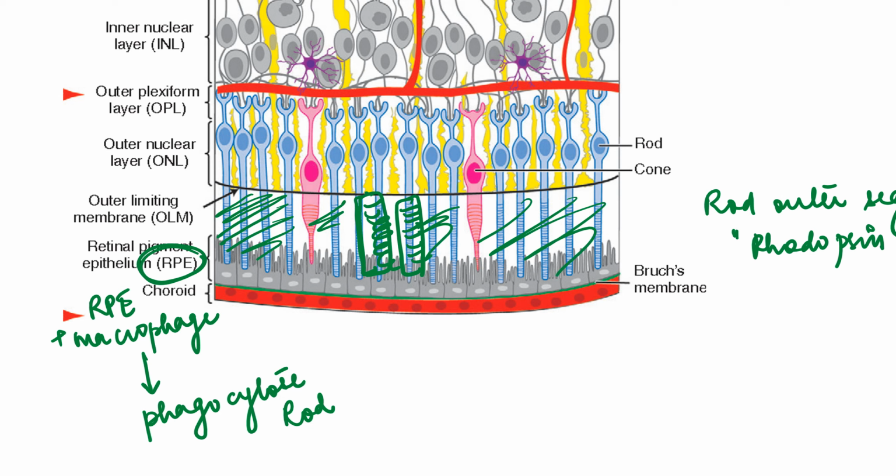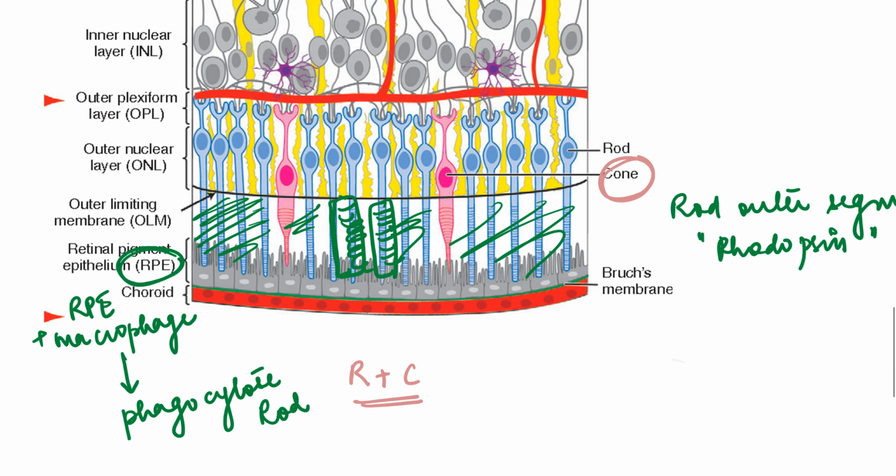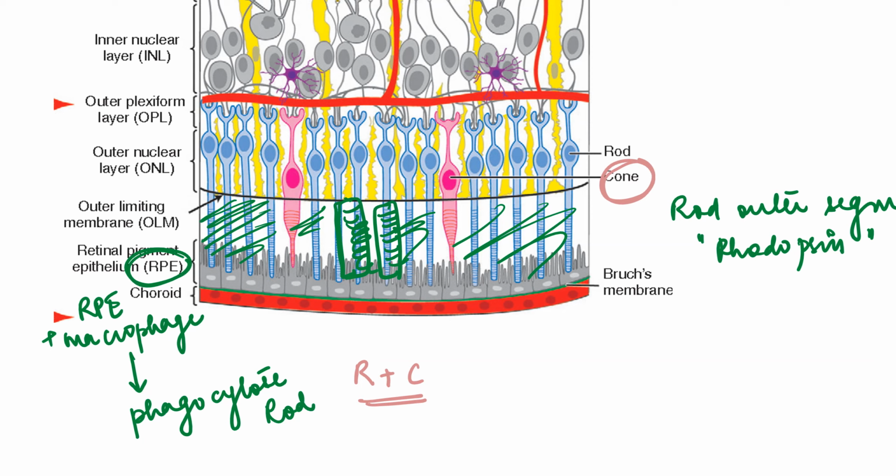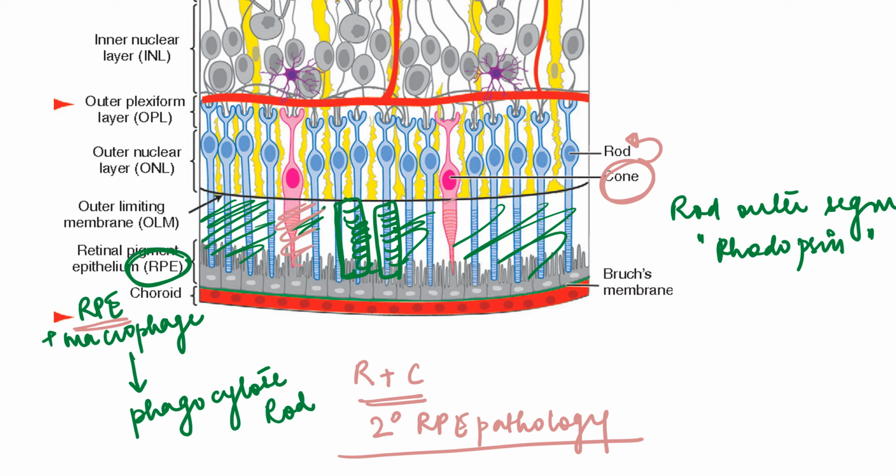RP typically, as we know it, is a rod and a cone dystrophy. So why are cones affected? There are many theories to explain this, but it is said that the cones depend on the rods for their viability, and also a secondary pathology develops in the RPE as a result of the phagocytosis, because of which the RPE is unable to support the cones. So the rod dystrophy progresses to involve the cones as well.